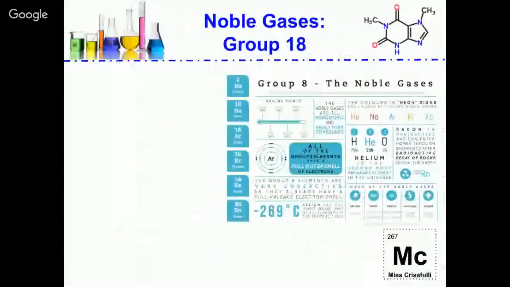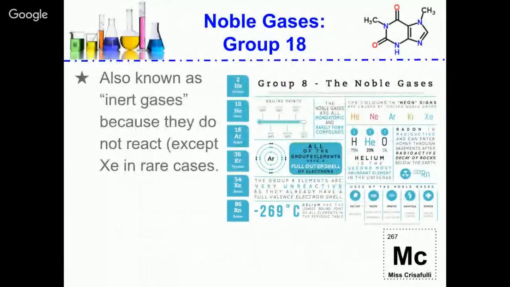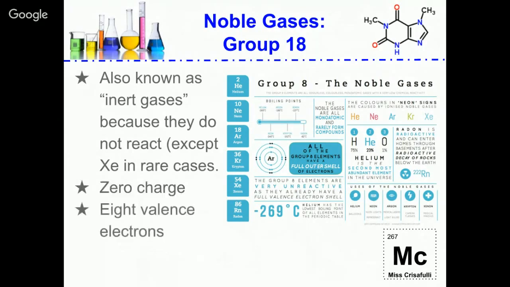And finally, we have group 18. They're also known as the noble gases or inert gases because they do not react. The exception is xenon. In rare cases, it will react. We will talk about that later when we get close to it, when we talk about the periodic table. They don't have a charge. They have 8 valence electrons in their outer shell, and they're monatomic, which means that they exist only as 1 atom in nature.